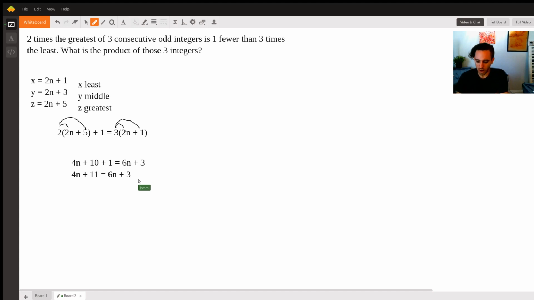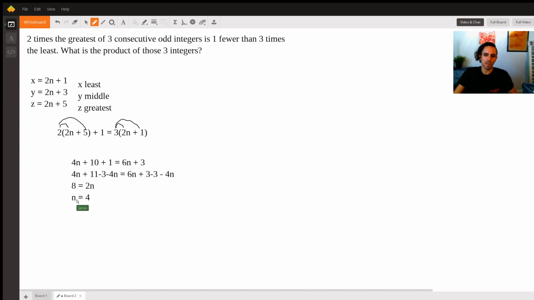If we subtract 3 on both sides and subtract 4n on both sides, we will have all of our n's on one side and all of our constants on the other. So we have 11 minus 3, that's 8, and we have 2n over here. Then we need to divide both sides by 2, and we get n equals 4. I was almost done here. So now we know n equals 4. We're done, right? That's the answer.